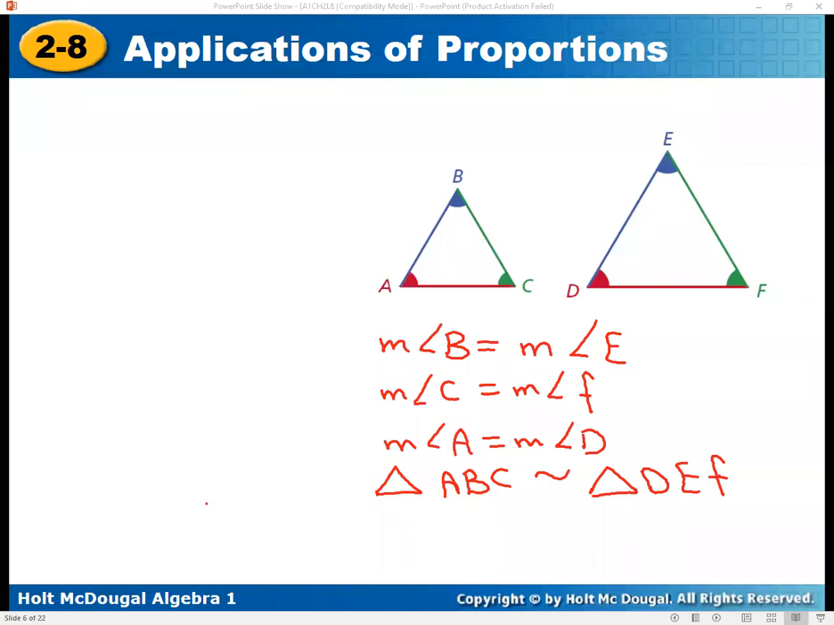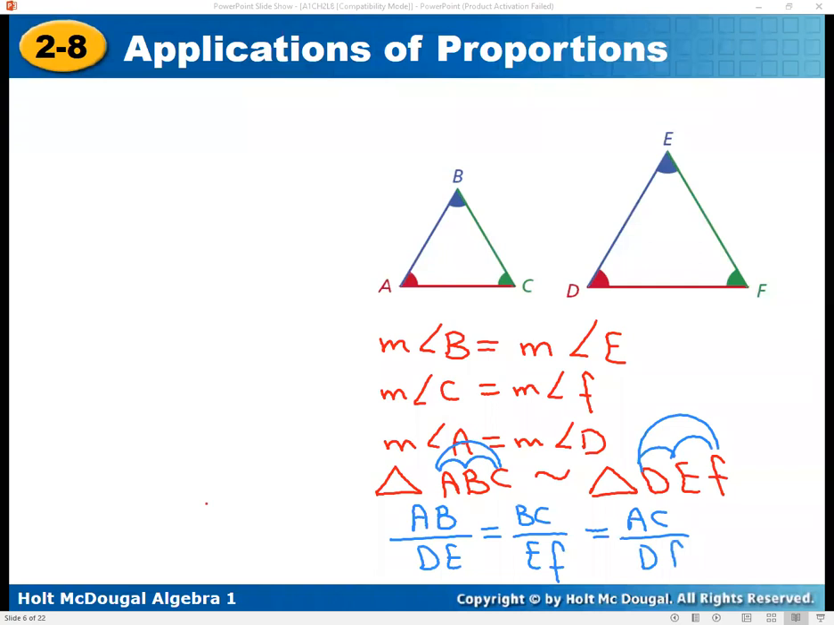How am I going to express them? You will start from AB over DE, right? So it will be AB over DE equal BC over EF equal AC over DF. Okay? Then by this way, we will prove that each two corresponding sides are proportional.